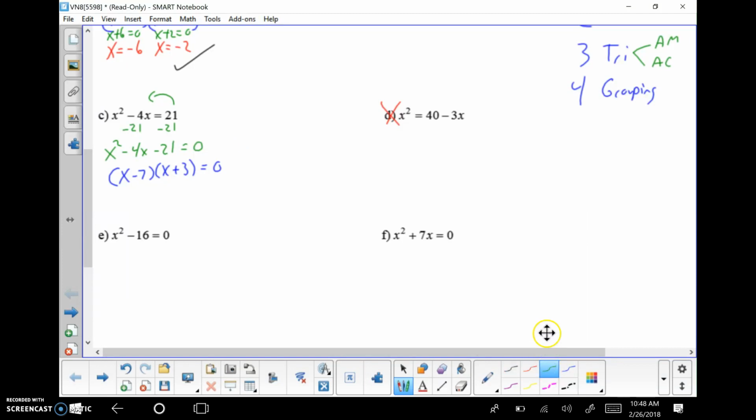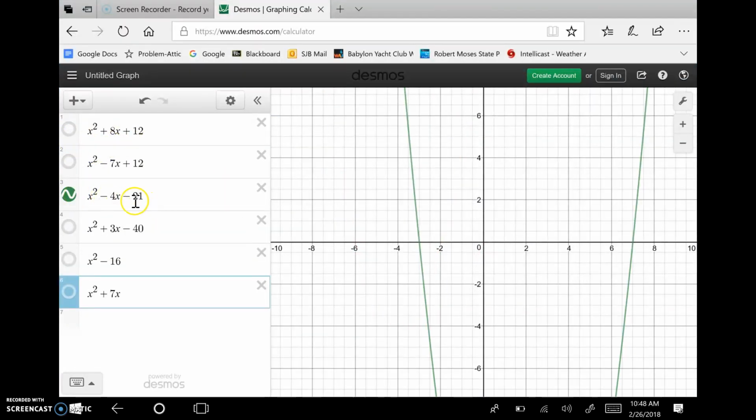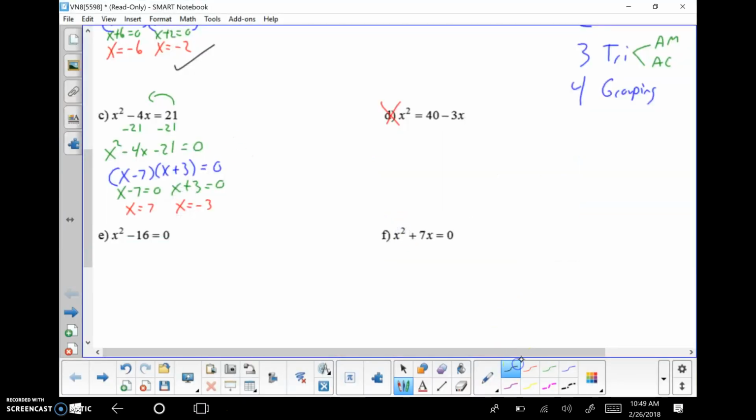Then what we do is set the factors equal to 0. So x minus 7 equals 0 and x plus 3 equals 0, and solve. This is going to become x equals 7 and x equals negative 3. Again, we can check that in our calculator. This one was x squared minus 4x minus 21. It looks like it's crossing at negative 3 and positive 7. Confirmed.